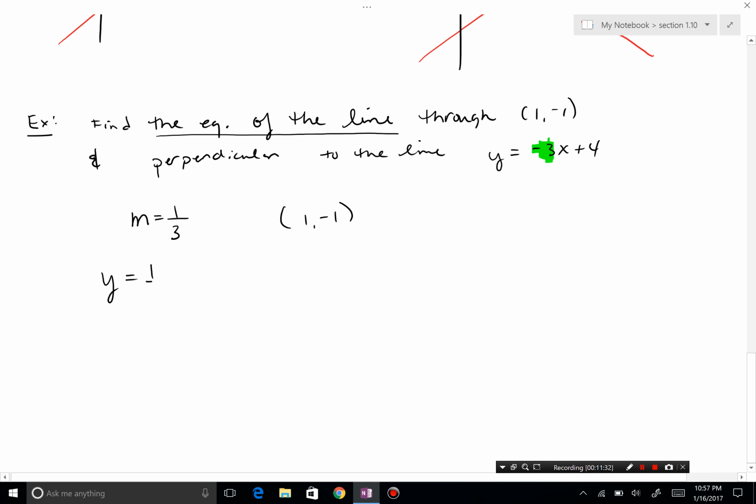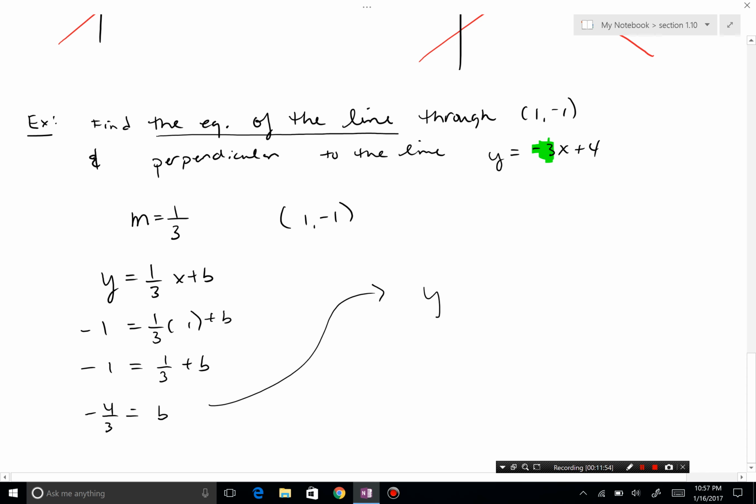So y = 1/3 x + b. Plug in (1, -1). And then we should be able to solve this with no issues if I know how to add fractions. And then subtract the fraction over gives me -4/3. How did I do that? I found a common denominator. And then that means the equation of my line is y = 1/3 x - 4/3. Done and done.